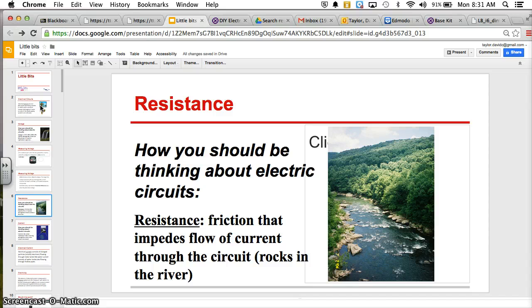Resistance is our second major term we're looking at. Resistance is the friction that impedes the flow of current through the circuit. For example, like the big boulder rocks that you see in this image, they're slowing down the water. Resistors do the same thing, which creates resistance. That's our second thing we're looking at.